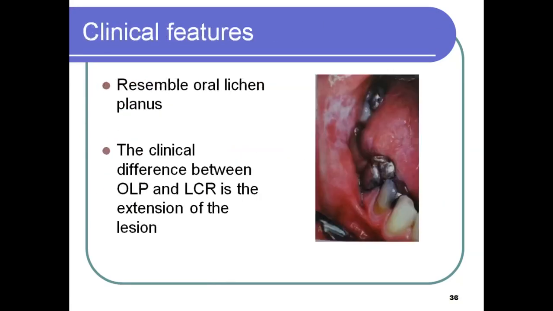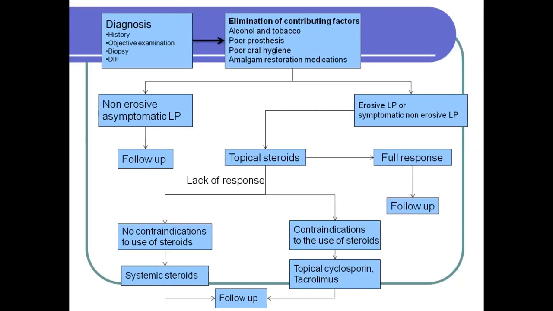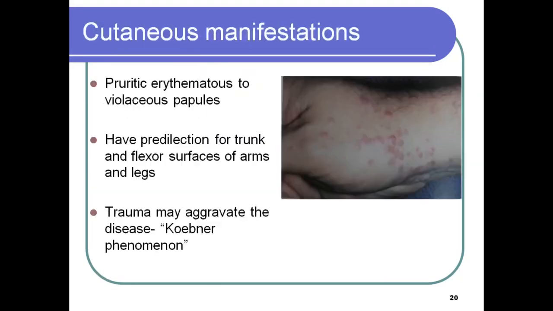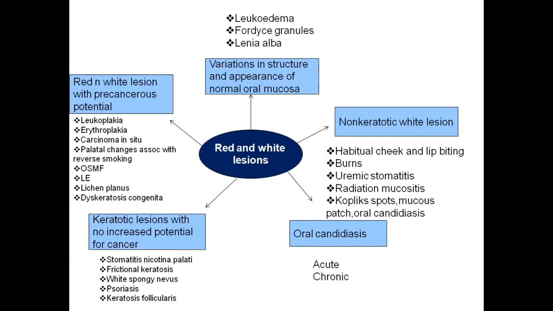So that is all about red and white lesions. It is just addressing lichen planus and its lichenoid reactions. We have various lesions in red and white lesions. So we have seen the classification. We have leukoplakia, erythroplakia, OSMF. Leukoplakia, OSMF, you can find the videos which were uploaded previously. And OSMF, lichen planus, and leukoedema, Fordyce granules, linea alba are the normal anatomic appearance. And oral candidiasis also, another session is uploaded in the channel, so you can go through it. So this all comprises red and white lesions, not just lichen planus.